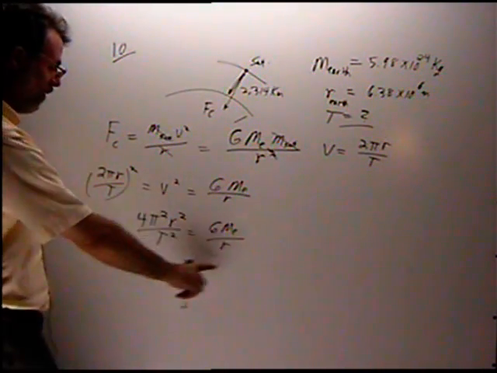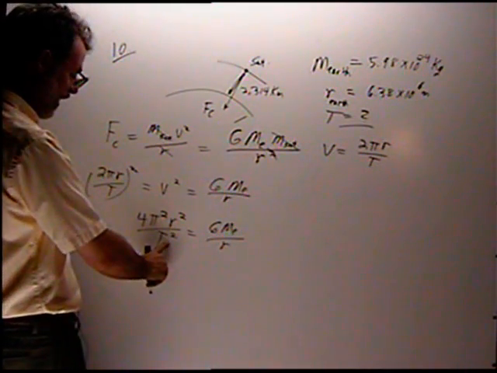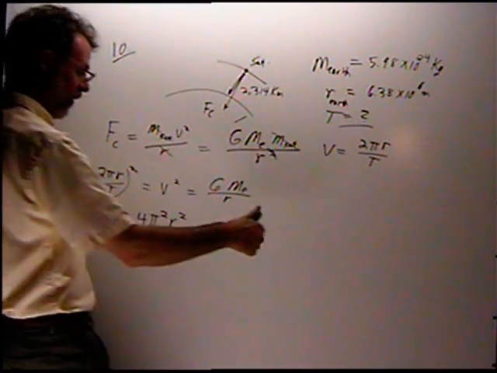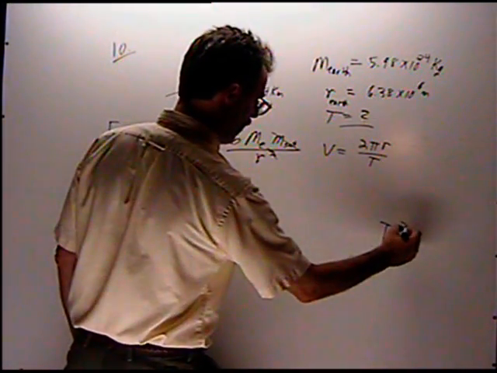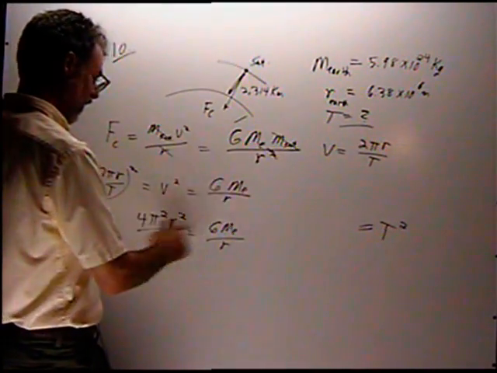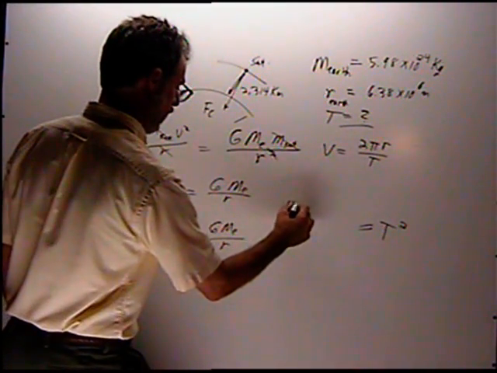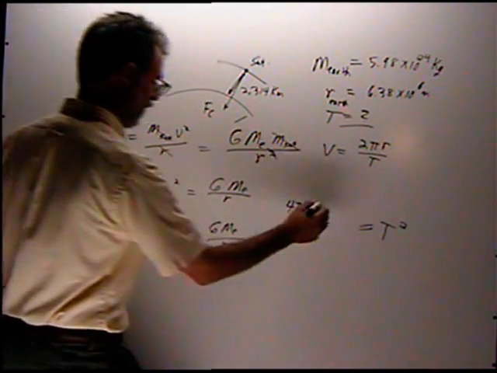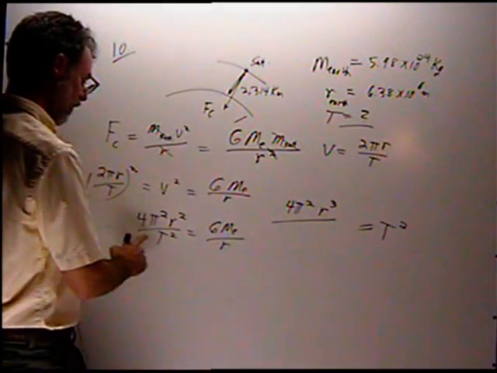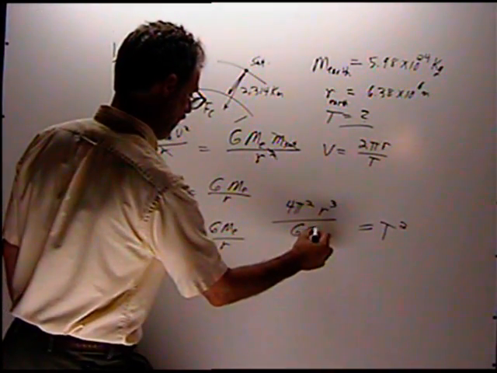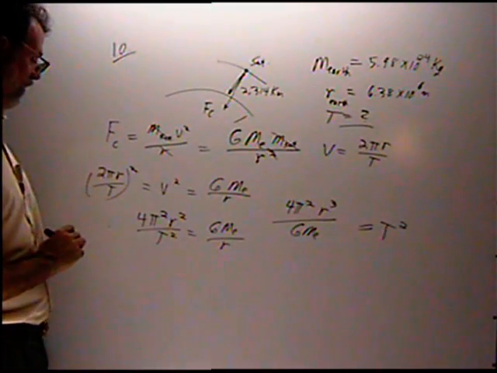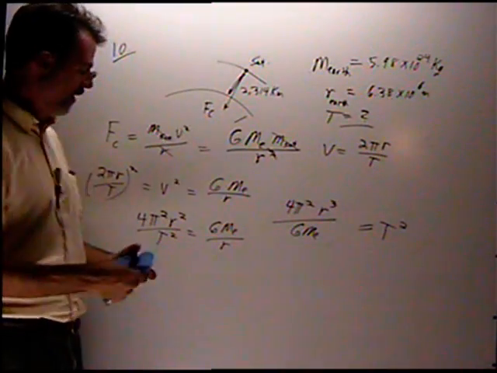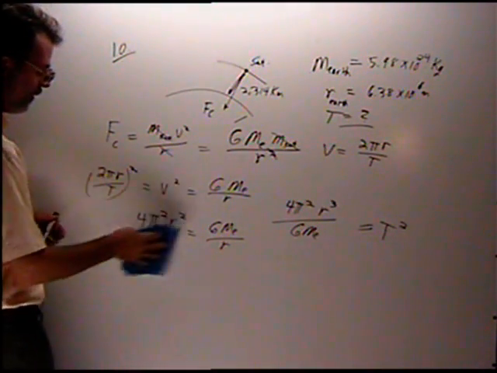Okay, I'm going to put the T on the left-hand side and everything else on the right-hand side. So I will end up with T squared equals 4 pi squared r squared, but I'll move that r over here, so I have r cubed, divided by G times the mass of the Earth. Okay? So, notice, now we can start substituting in.